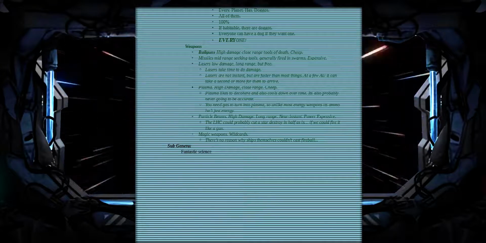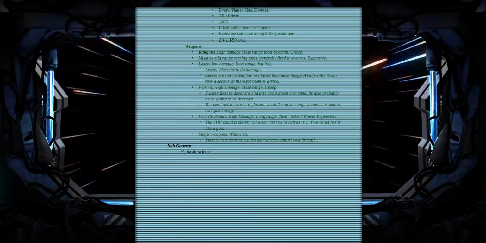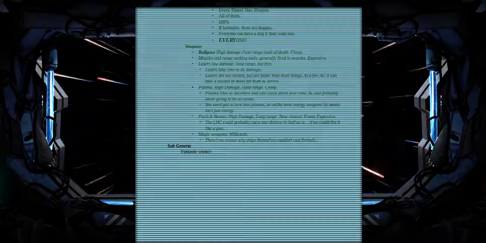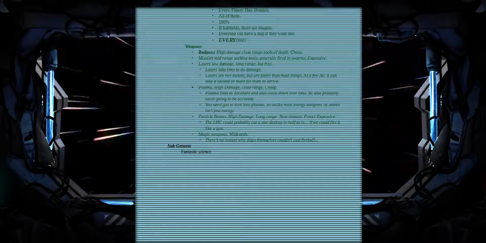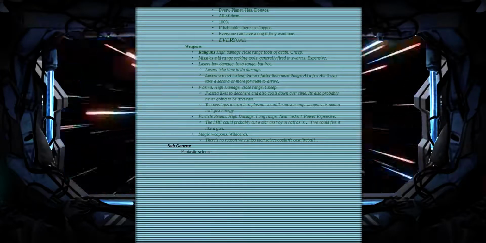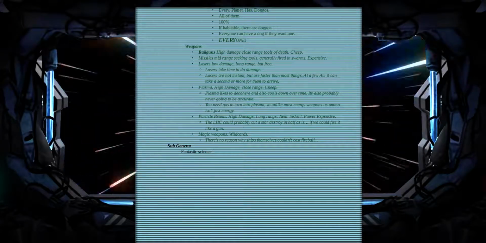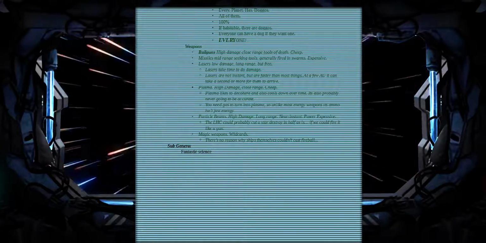Next up, magic weapons. They work as wildcards. Why? Well, there's no reason ships themselves couldn't cast Fireball. Maybe you just have magic augmenting weapons, maybe you have specific spells that are weapons in and of themselves, but that's where the fun in ship design will come from in this setting.